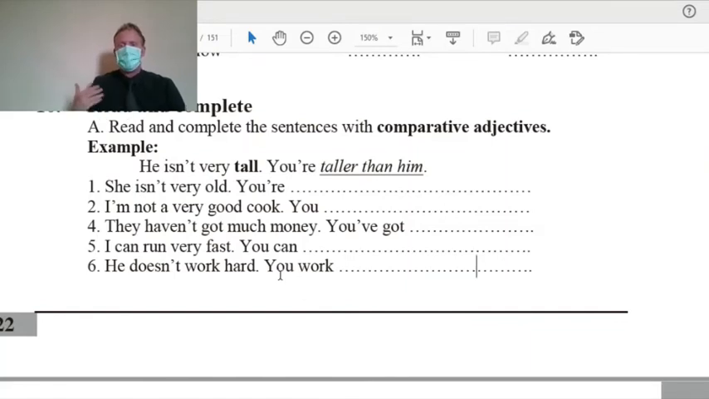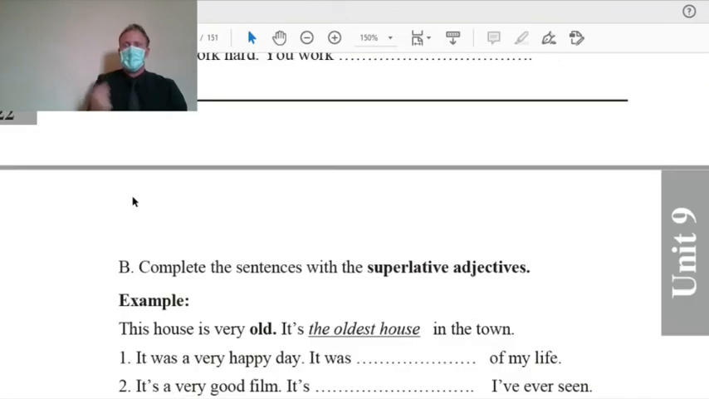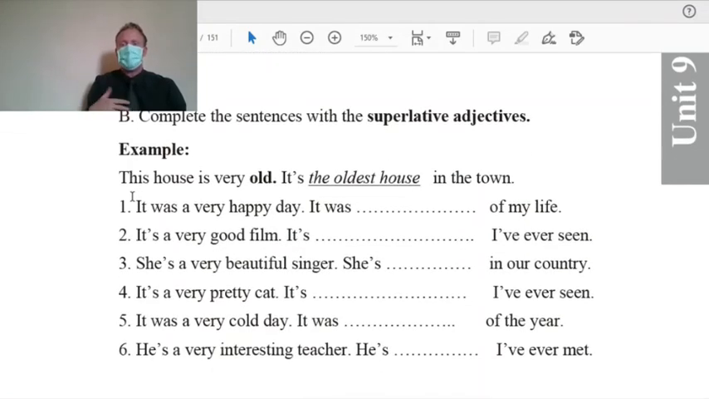Now, she isn't very old. You're older than her. Now remember her, because it is a she, it's a girl. So please make sure you write her, not him, or not she. Okay. Now for B, this house is very old. It is the oldest house in the town.